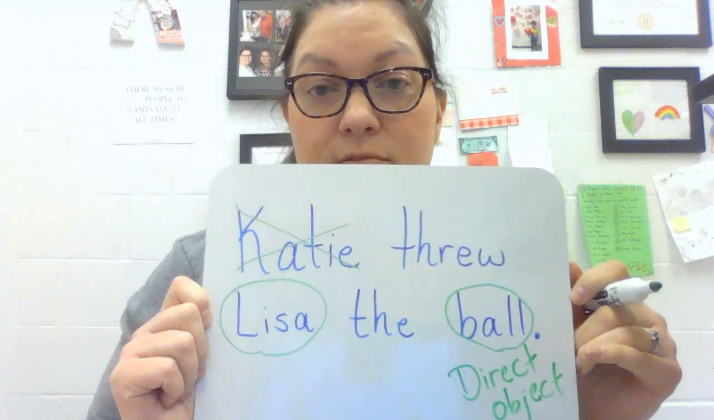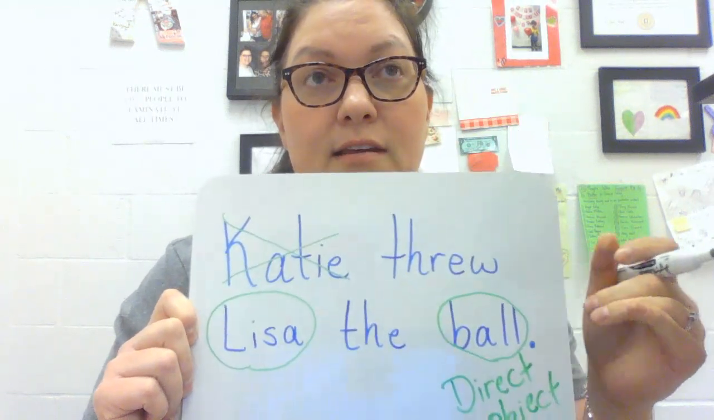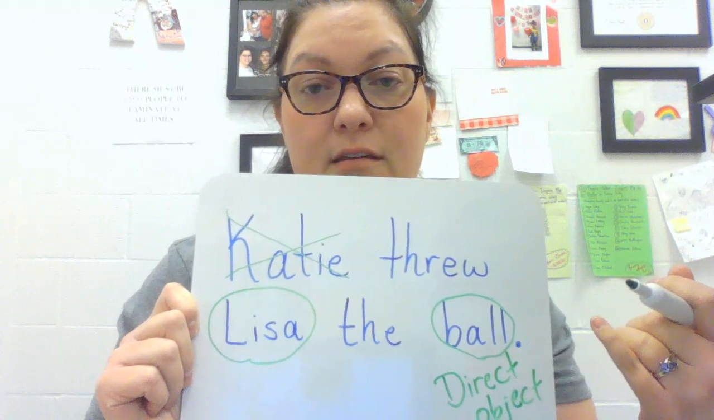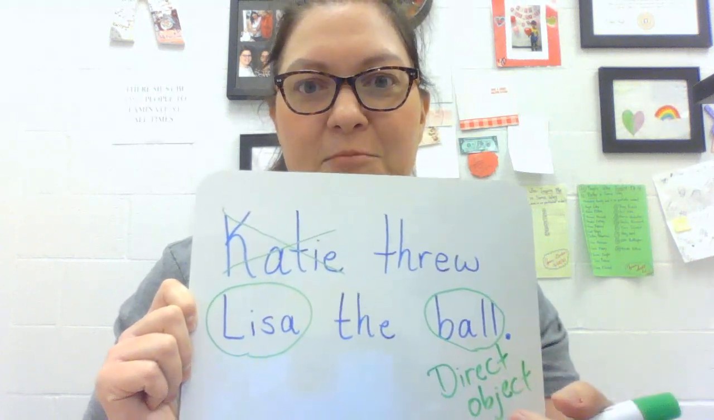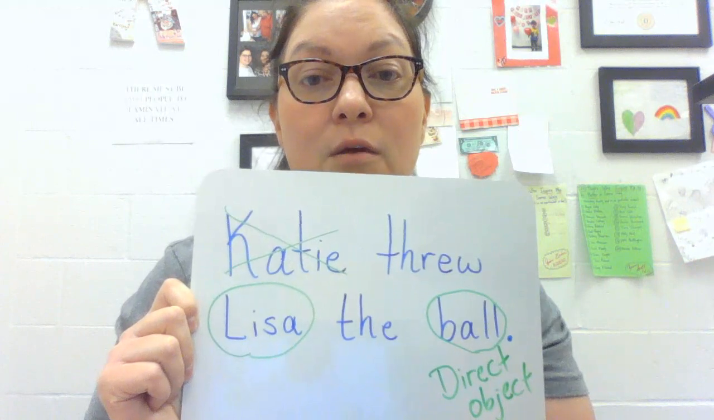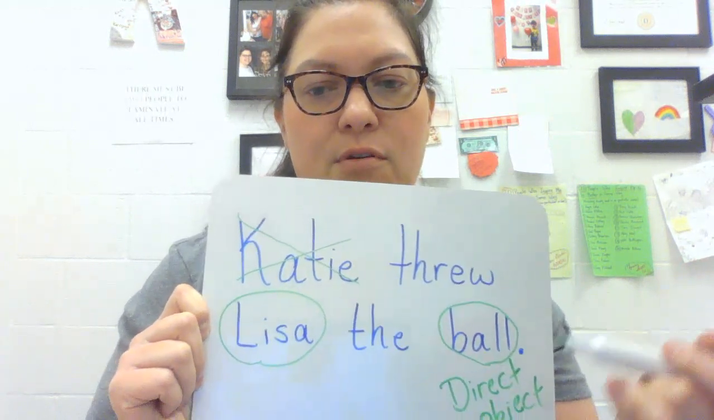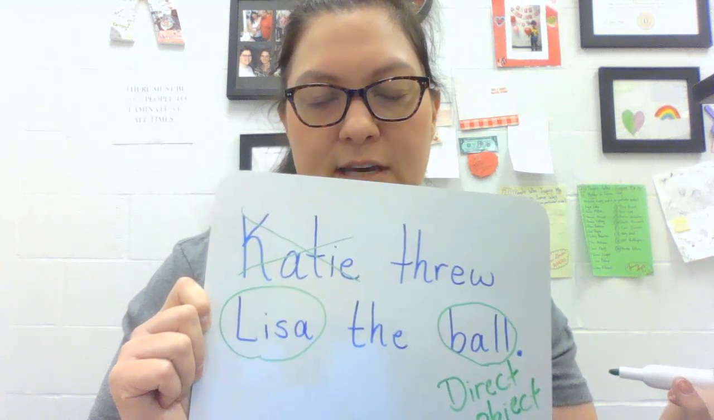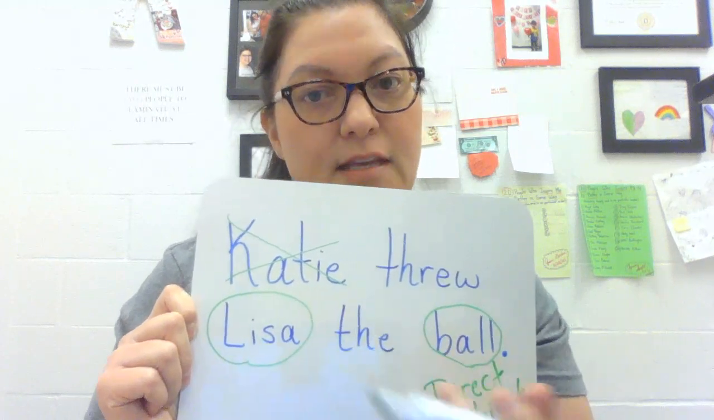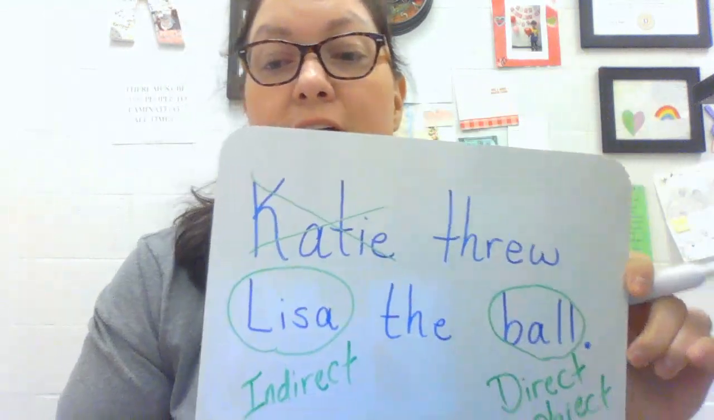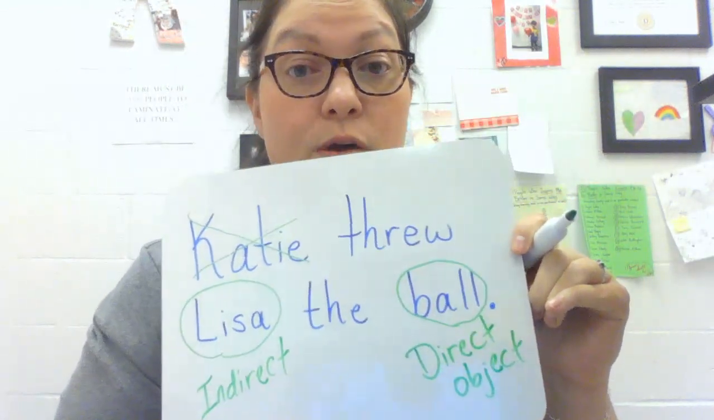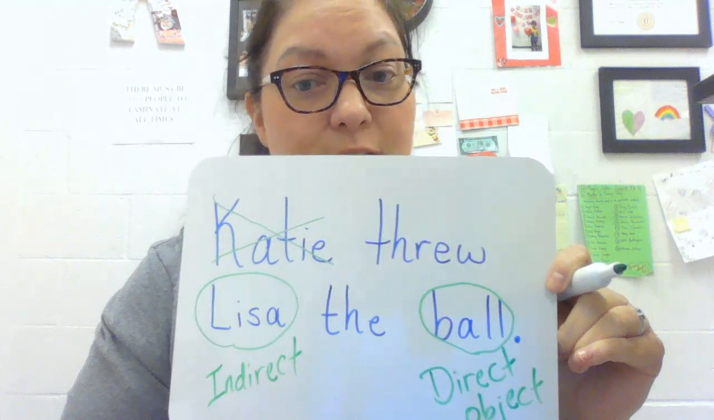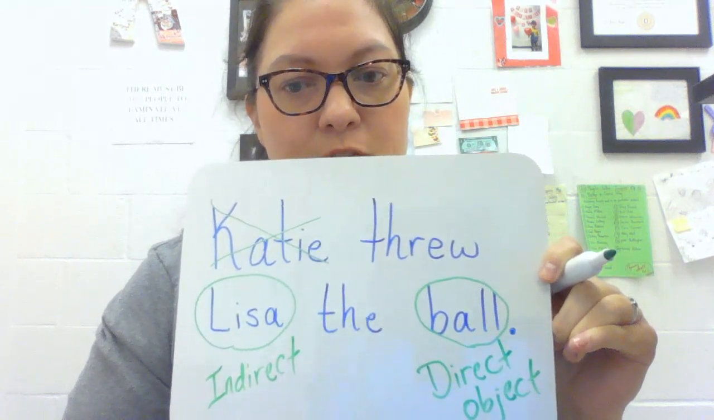Now, the indirect object is the noun that is receiving or being impacted by the direct object. So Katie threw the ball. Well, who did that impact? Who is being affected by that direct object? That is Lisa. So Lisa is an indirect object. She's not the direct object because Katie didn't throw Lisa. If Katie threw Lisa somewhere, then she would have been the direct object, but she threw the ball.